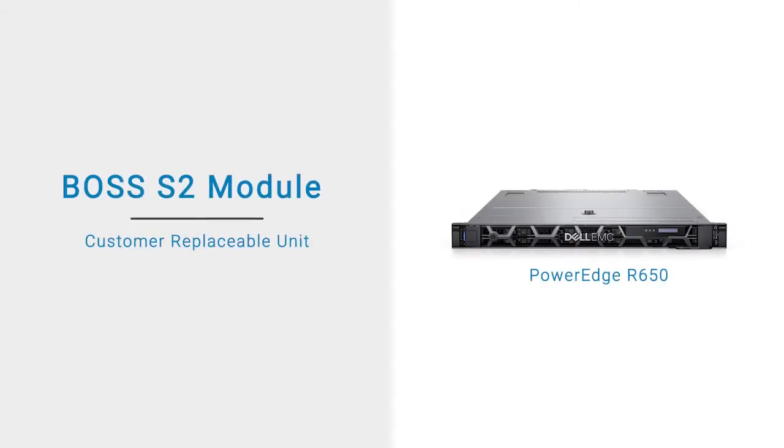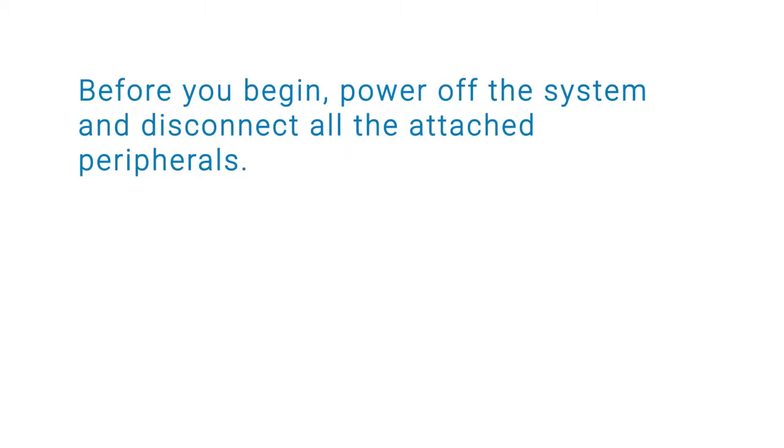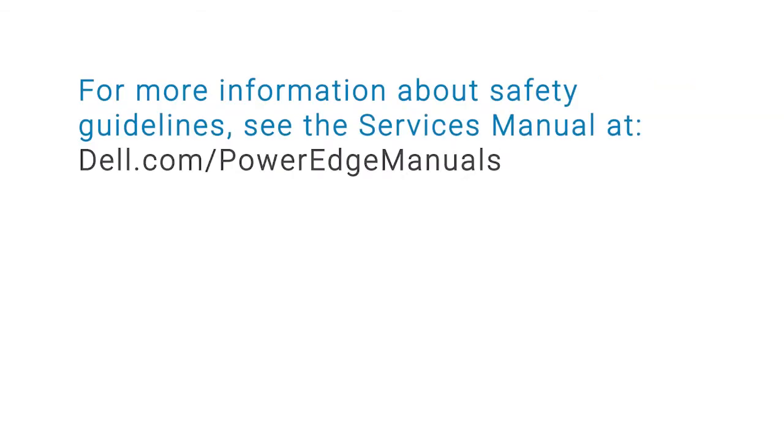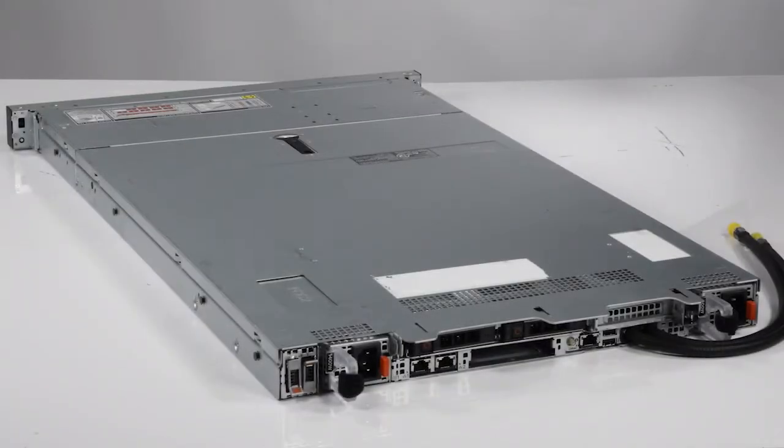This video shows how to replace the Boss S2 module on a PowerEdge R650. Before you begin, power off the system and disconnect all the attached peripherals. Ensure that you always use ESD protection when working inside the system. For more information about safety guidelines, see the service manual at dell.com/PowerEdge manuals. To begin, first remove the system cover.